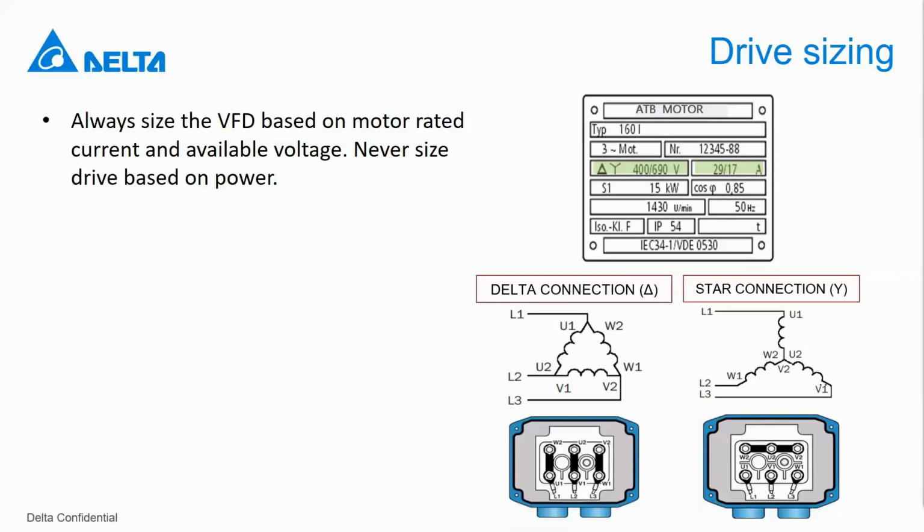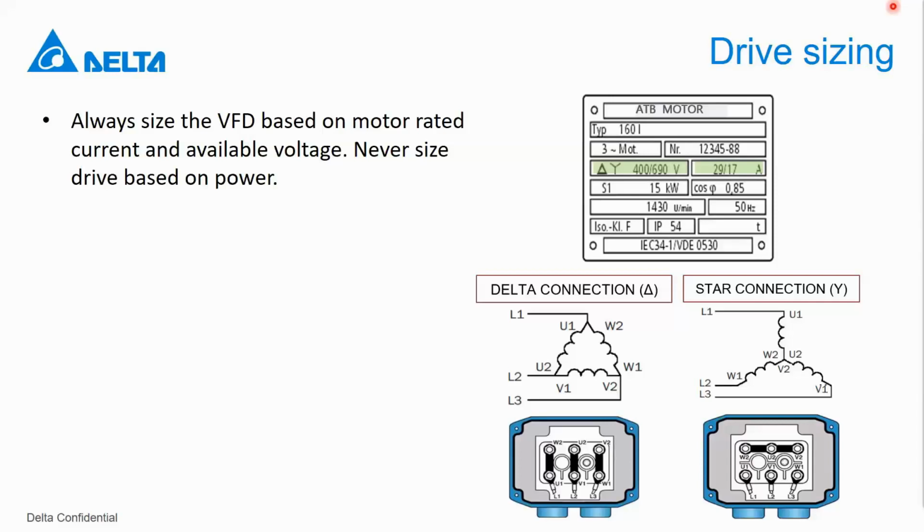And most motors can be connected either in delta connection or in star connection. So most motors can be run on two different voltages. For smaller power motors, the delta connection will mean that the motor can run at 200 volt or 230 volt, and in star connection, in Y connection, is 400 volt. For higher power motors, the delta connection is 400 volt and the star connection is 690 volt.